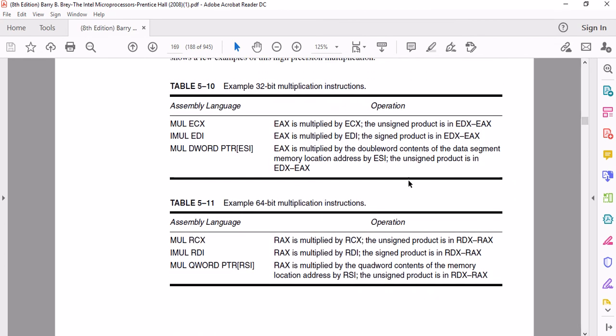The same way for 64-bit multiplication, R registers are used. The product will be a 128-bit number. So as you can see in this case, MUL RCX. So the value in RAX is multiplied by RCX and the unsigned product is saved in RDX:RAX. So higher 64 bits are saved in RDX and lower 64 bits are saved in RAX.